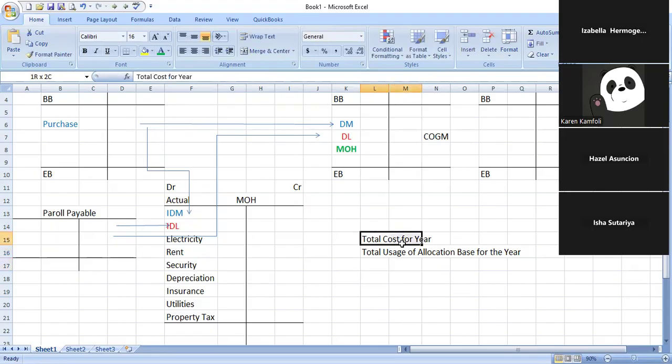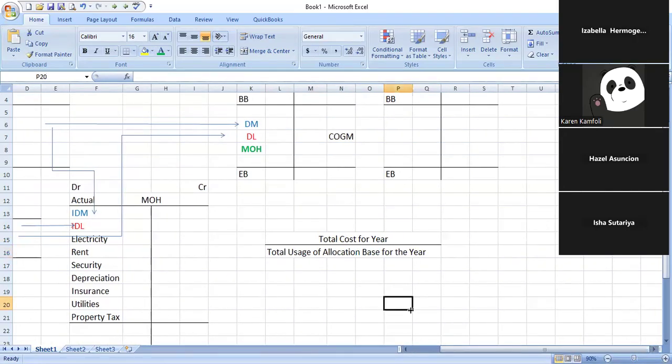So now I have the total cost for the year as my numerator, and I have my allocation base, which I decide to be direct labor here, for the same period of time. Once I have those two, I can come up with the rate. Professor, so the usage of allocation base is direct labor. In our case here, we're choosing the allocation base to be equal to direct labor.